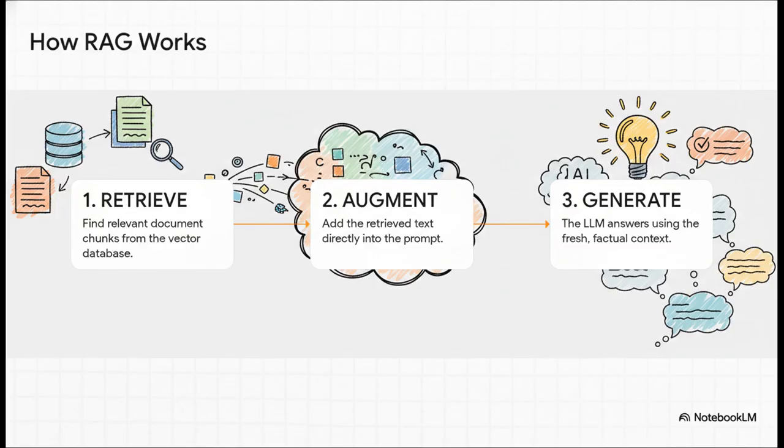It's actually a pretty simple 3-step dance. When a user asks a question, the agent first retrieves the most relevant text chunks from TechCorp's vector database. Then, it augments the prompt by stuffing that retrieved text right in there with the user's question. And finally, it tells the LLM to generate an answer based only on that fresh, factual context it was just handed.